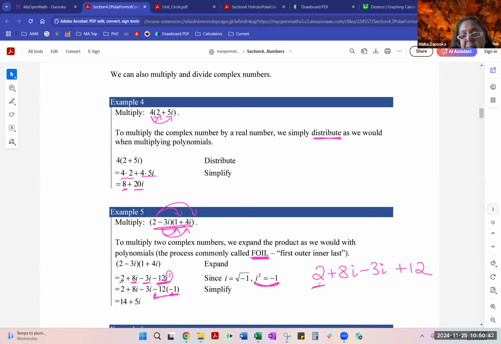So you end up with 2 plus 8i minus 3i, and that term at the end would become positive 12. So you will see when we combine real parts, this now has turned into a real number. So it's 2 plus 12, which is where the 14 comes from. And then 8 minus 3i gives us 5i, and that's where that 5i is coming from. So this little conversion here is very important to remember: i squared will become negative 1. Okay. So that's with multiplication.